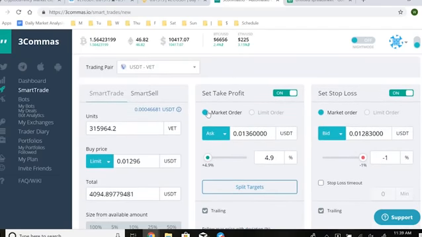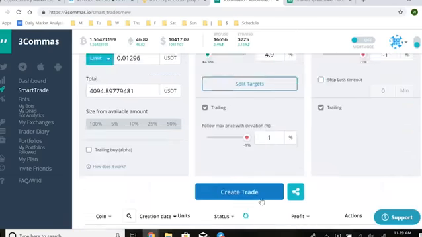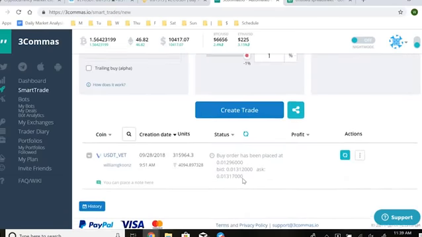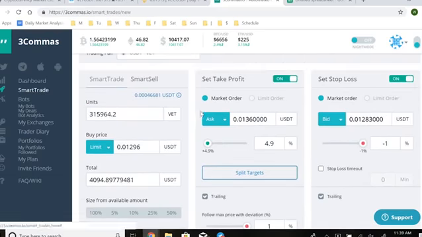So let's just run through quickly how to use this, how I used it to set my first trade with it. Of course, I'll make more videos going really in depth into 3 Commas, but I wanted to include it in this video because I think it's an important part to being able to trade efficiently and effectively.